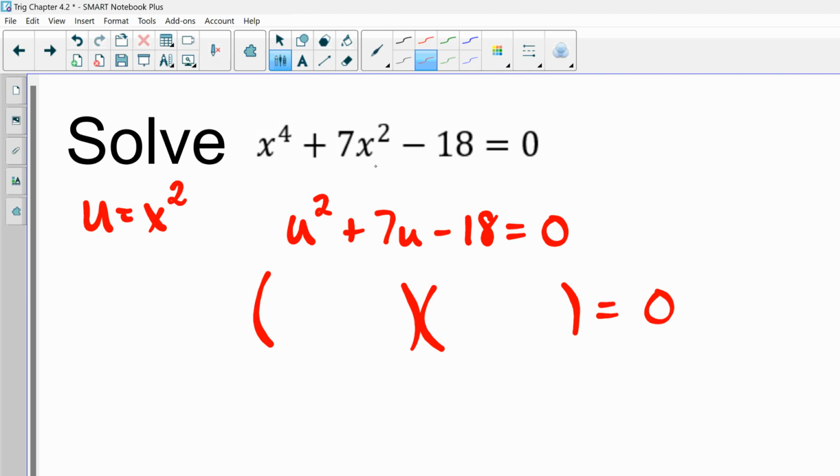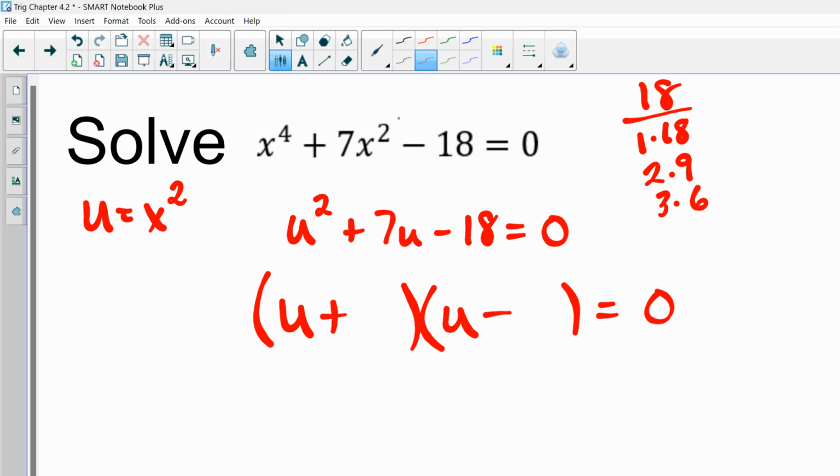Since the third term is negative, our signs are opposite. The only factors for u squared are u and u. Factors for 18 are a few more than just u squared, because we have 1 and 18, 2 and 9, 3 and 6. Which ones do we want to try first? 2 and 9. Plug them in, and then we can check.